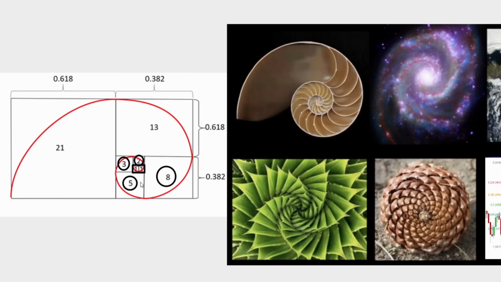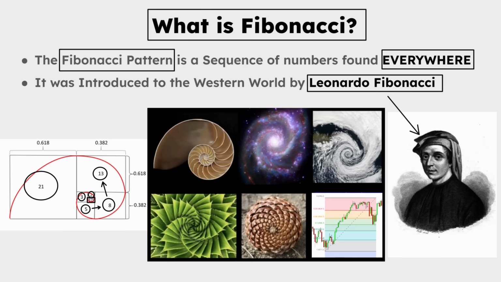And by now, you can hopefully see the pattern. To get the next number, we add 5 and 8, and we get 13. And this pattern goes on, so if we add 8 and 13, we will get 21, and so on and so on. And here's where it gets interesting. This pattern can be found everywhere.